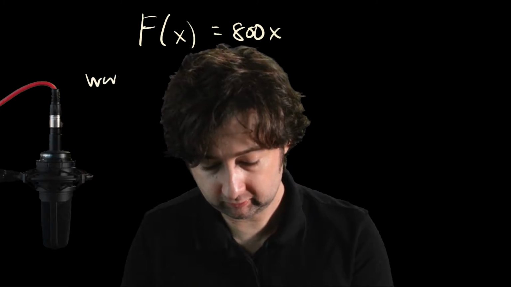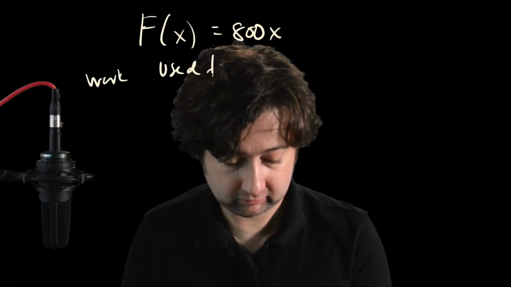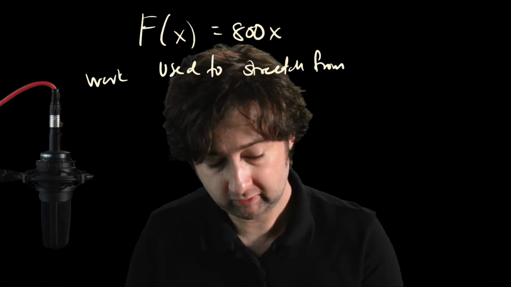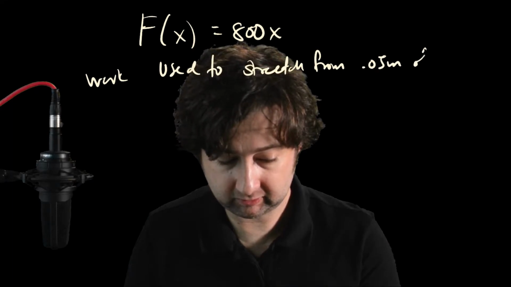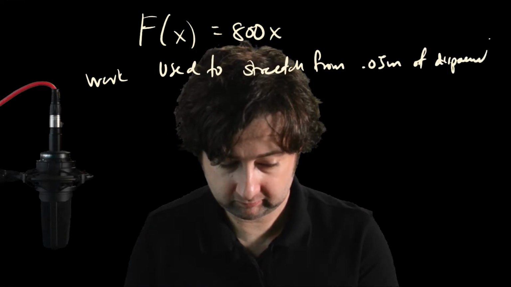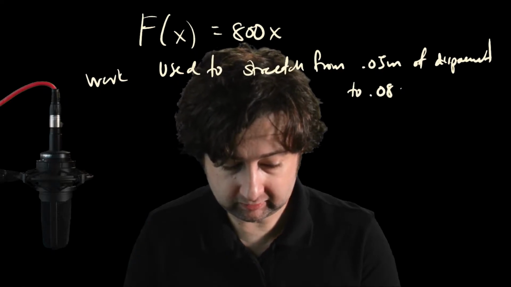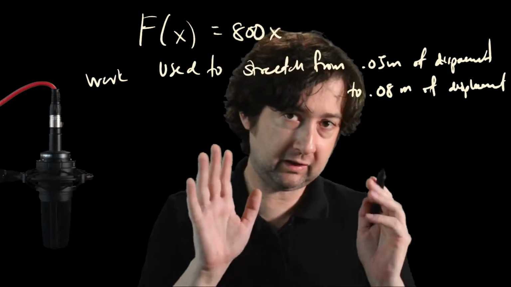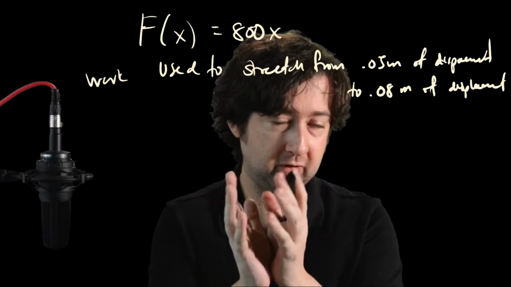Okay, so now we can use the work equation. I know that my F, where x, remember, x here is displacement, that f of x is equal to 800x. And I want to know the work used to stretch from 5 centimeters of displacement to 8 centimeters of displacement. Remember, the 15 and the 18 are relative to the natural length of the spring, which is 10.